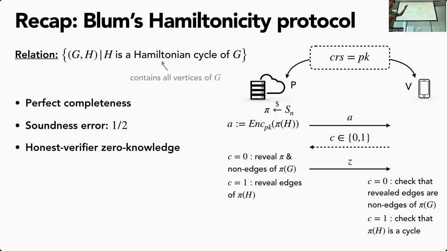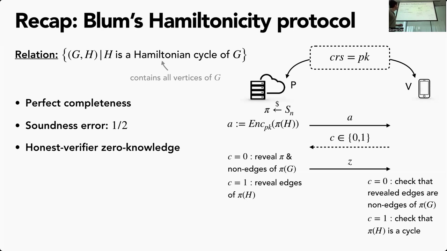So A, you could think of as a bunch of encryptions, right? For every entry in the adjacency matrix, you would encrypt that entry and send it to the verifier. And then in the response, you're going to open up some of them. And so that means you can only open up the non-edges. Okay, so I'll let you think a bit more about that.